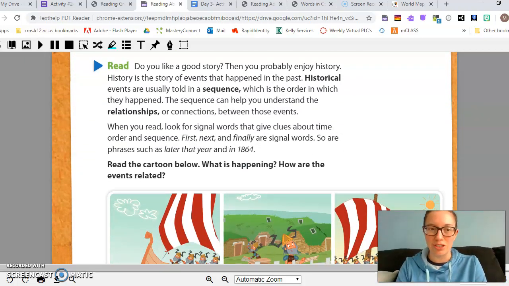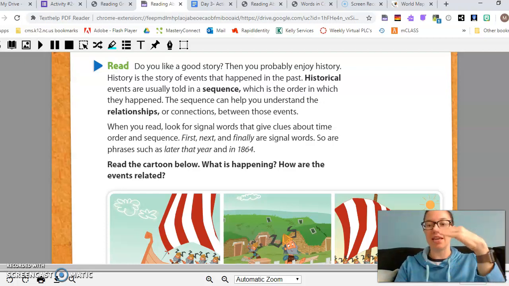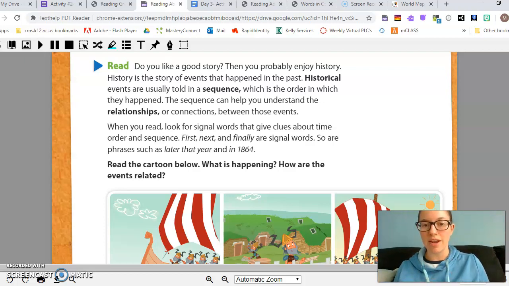Then you probably enjoy history. History is the story of events that happened in the past. Historical events are usually told in sequence, which is the order in which they happen. This sequence can help you understand the relationships or connections between those events. When you read, look for signal words that give you clues about time, order, and sequence. First, next, and finally are signal words. So are phrases such as later that year and in 1864.